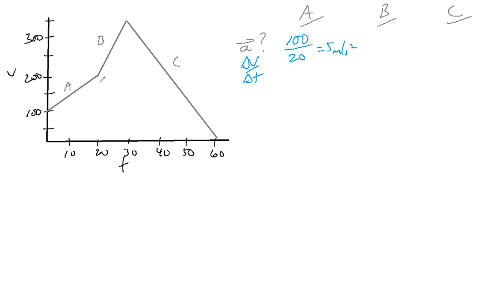Okay, so we'll go to B. If I go to B, it starts at 200 and it goes up to 350. So the change was 150 because it goes from 200 up to 350. And that took 10 seconds. So that would just be 15 meters per second squared. And then if I go to the last part, it starts at 30.